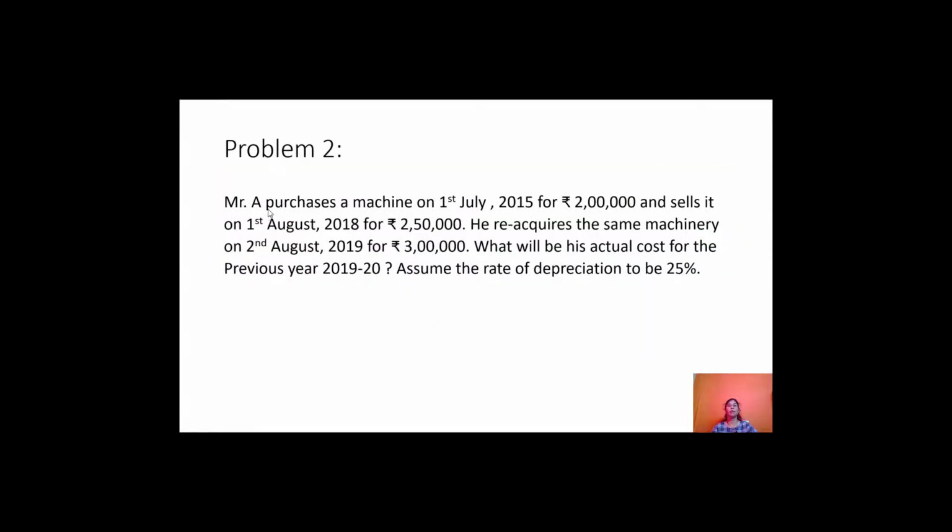Let us see problem 2. Mr. A purchases a machine on 1st July 2015 for rupees 2 lakh and sells it on 1st August 2018 for rupees 2,50,000. He reacquires the same machinery on 2nd August 2019 for rupees 3 lakh. What will be his actual cost for the previous year 2019-20? The rate of depreciation to be considered as 25%. This is a problem where asset is sold and reacquired.